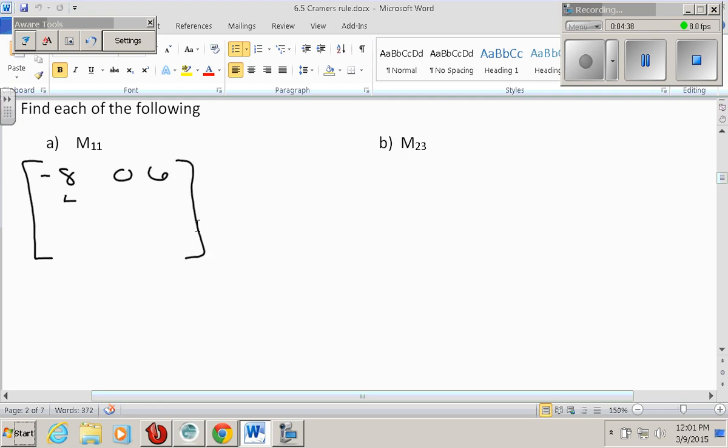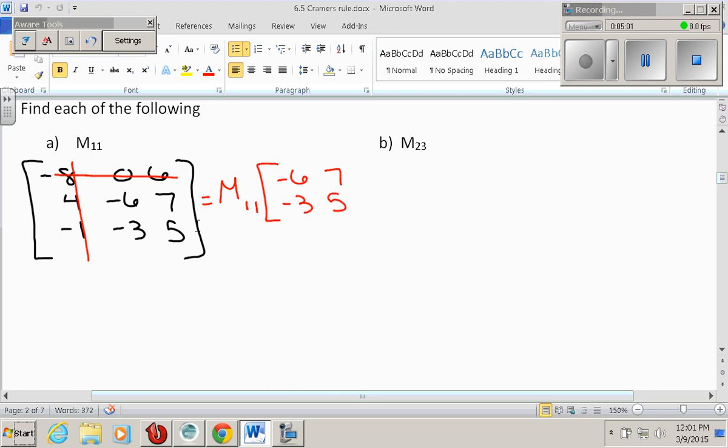Put my matrix back. And what that 1, 1 means is basically you're going to take row 1, and you're going to take column 1, and you're going to get rid of them. Okay? And it's going to leave you with a matrix, or a minor 1, 1, with 6, 7, negative 3, 5.